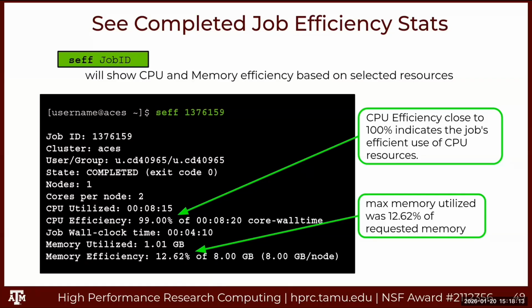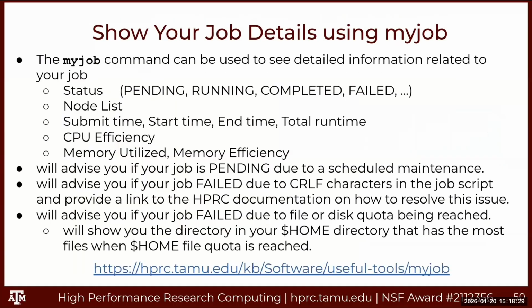I can probably drop it down to 5, but you're still going to be charged for 2 CPUs. So you can leave it at 8. So when the job's complete, that's one way to get resource usage. Another way is the my job command.